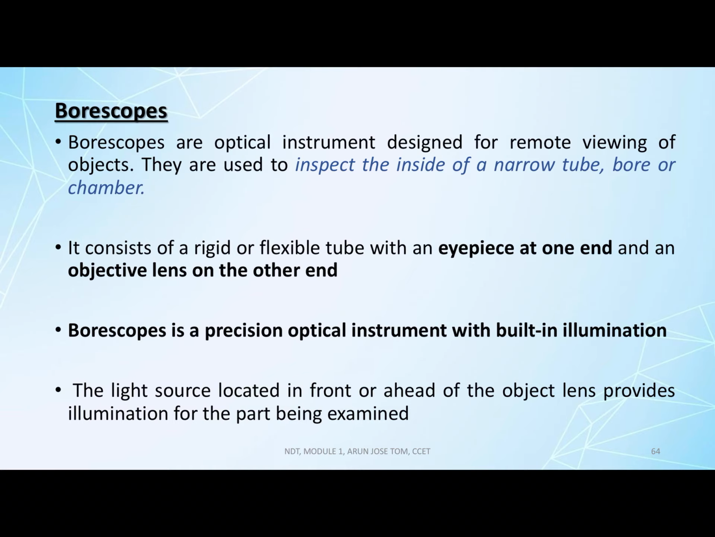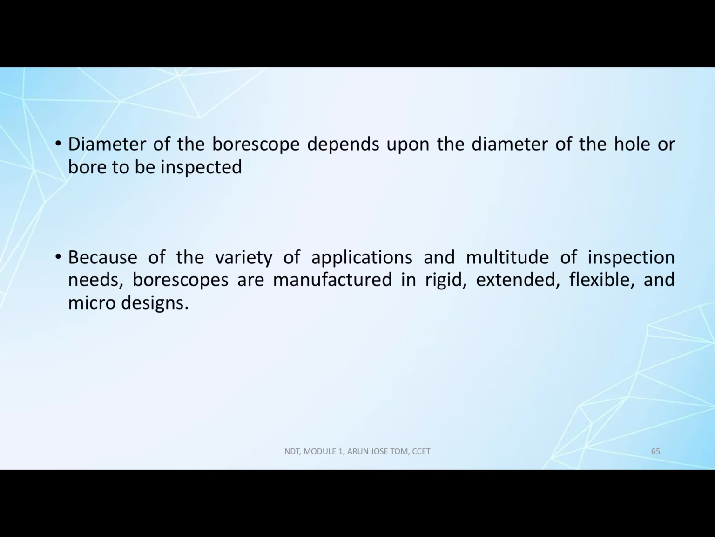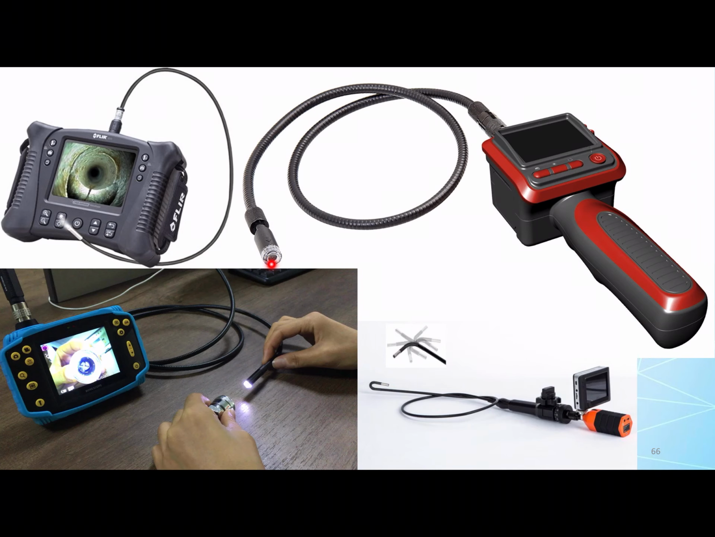Okay, let's see the explanation. Borescopes are optical instruments designed for remote viewing of objects. They are used to inspect the inside of a narrow tube, bowl or chamber. It consists of a rigid or flexible tube with an eyepiece at one end. At one end of the tube it has an eyepiece, also a lighting arrangement around the eyepiece and a camera system.